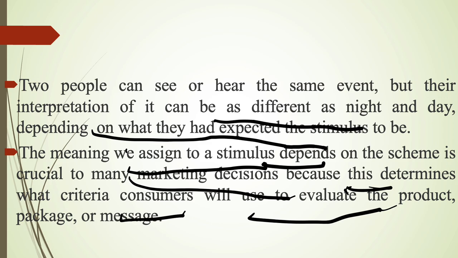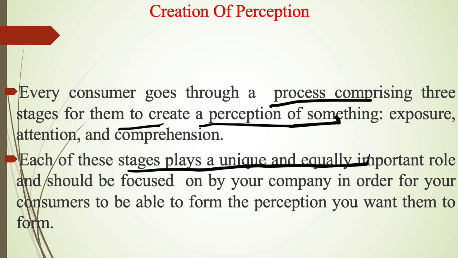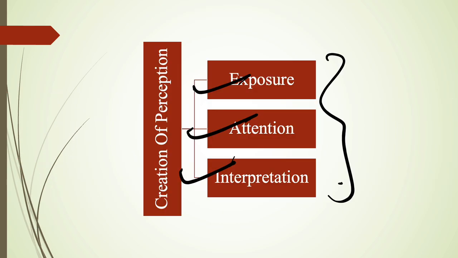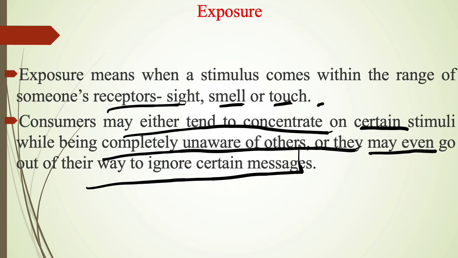I will again summarize all the points so that you can easily understand the topic. The creation of perception includes several stages: exposure, attention, and interpretation. Exposure basically means the stimulus comes within the range of someone's receptors like sight, smell or touch, or the consumer goes beyond to the external environment.